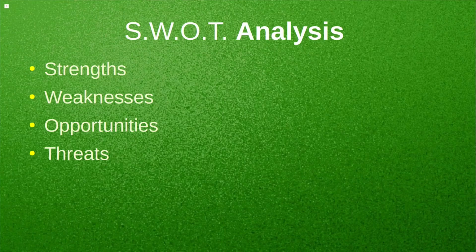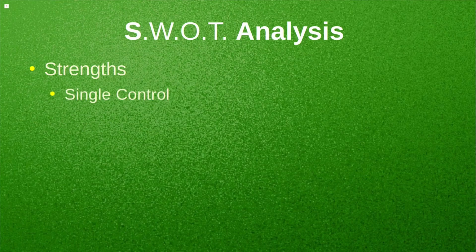SWOT analysis of the design pattern Singleton, a creational design pattern for the C++ student. S. Strength. Single control ensures only one object exists, which helps avoid conflicting data or duplicate system behavior. Easy access provides one global access point so different parts of the program can reach the same instance. Shared resource. Useful when one object must manage a shared resource like configuration settings, logging, or device access.